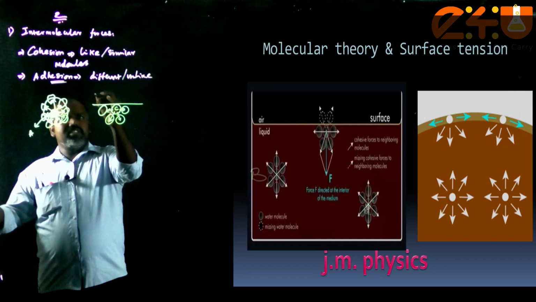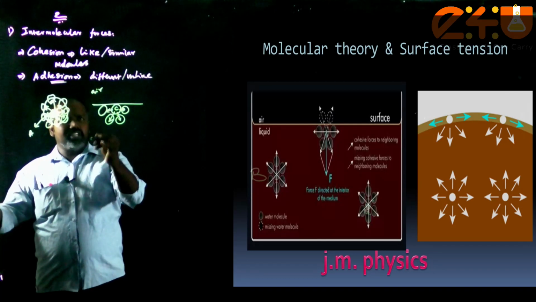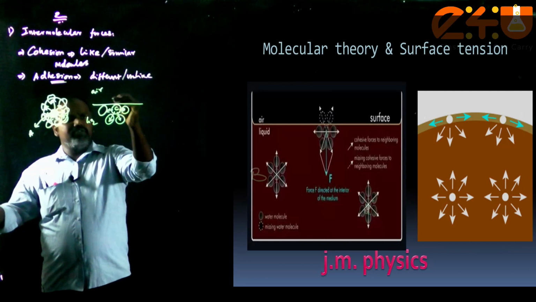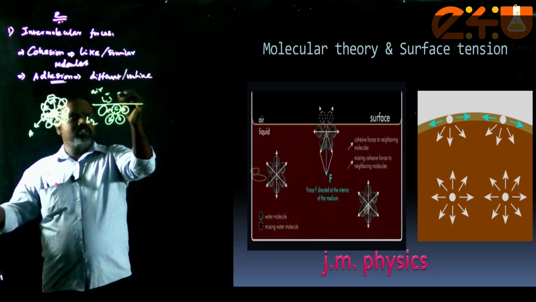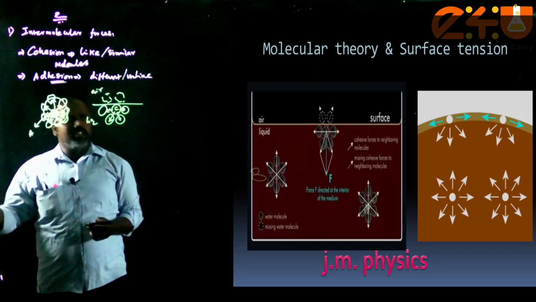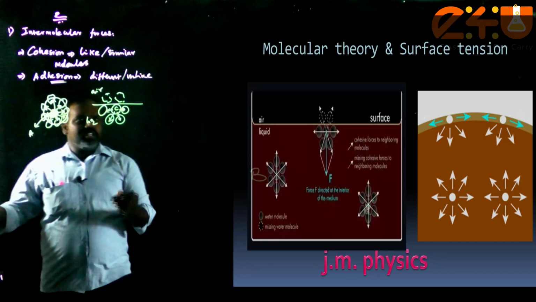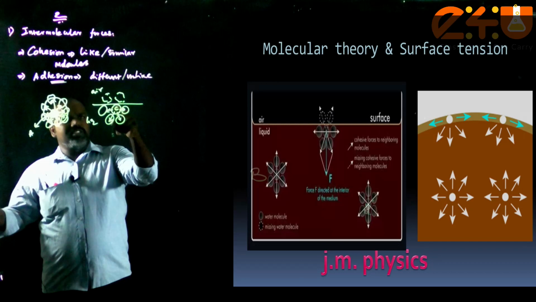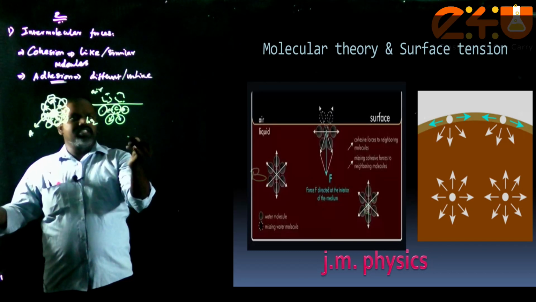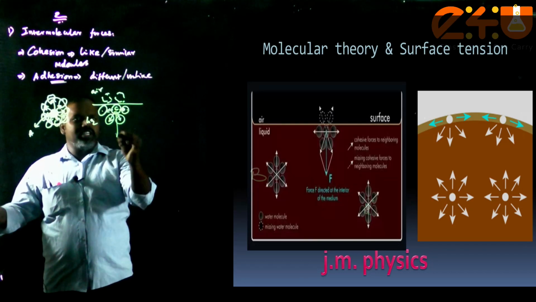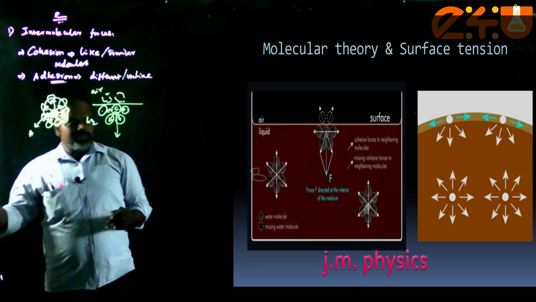This is the interface, the air or gas, and this is the liquid. At this free surface there are no molecules above to provide a force of cohesion. Because of that, for this particular molecule C, these forces get cancelled out, so it experiences only a net downward force. That is the main conclusion.